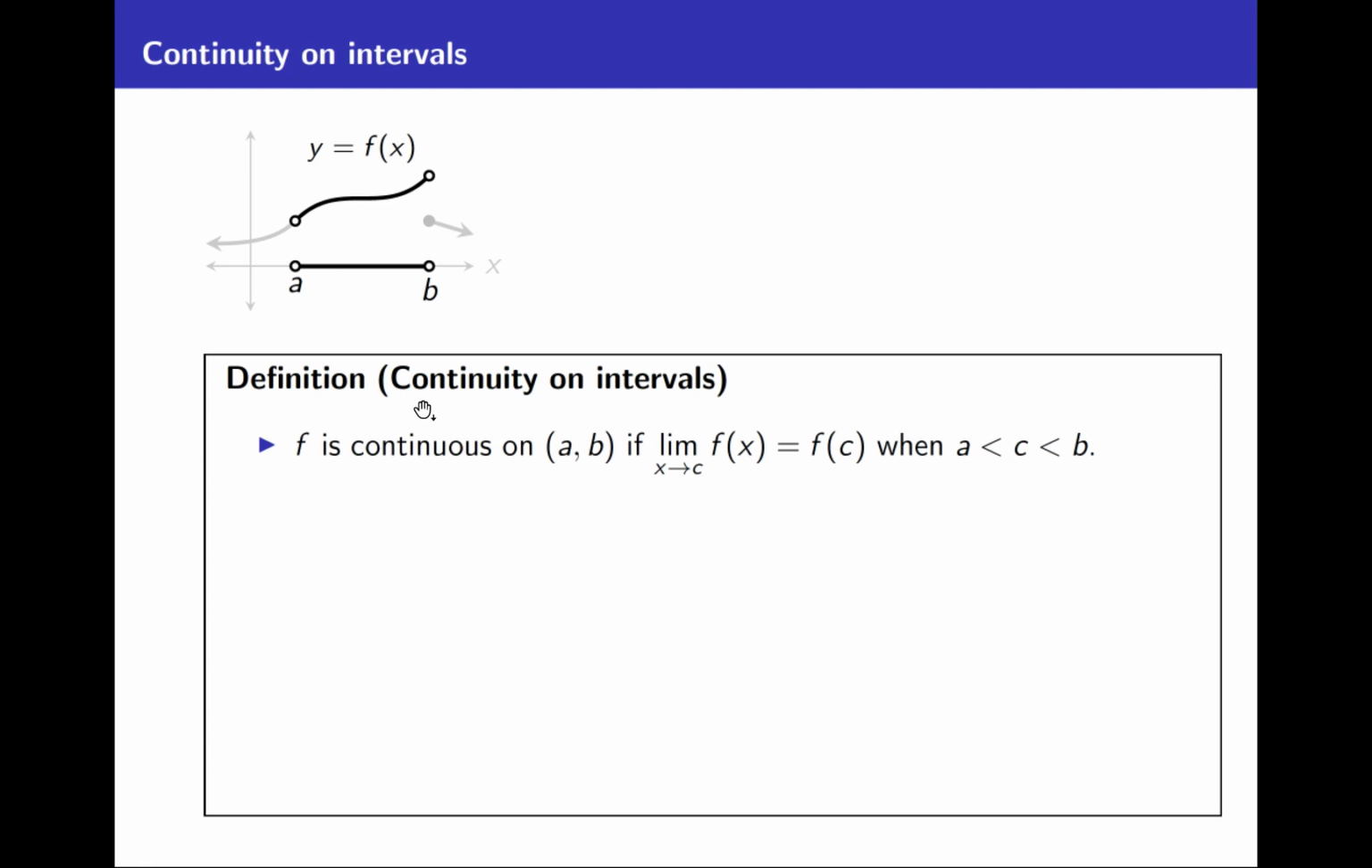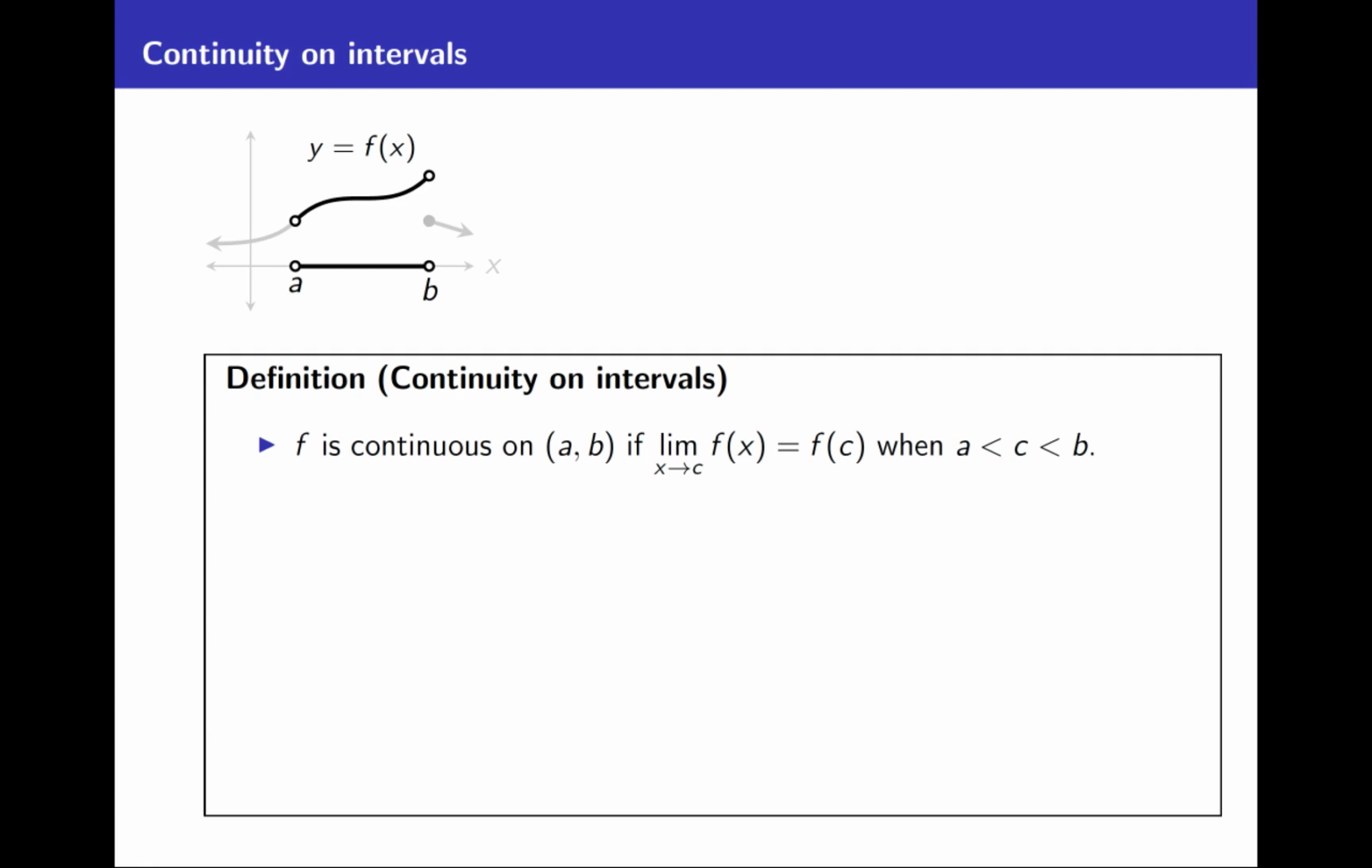Here's the definition of continuity on intervals. f is continuous on an open interval from a to b, like this one, if the limit as x approaches c of f of x equals f of c for any c in that interval. In other words, if f is continuous at every c in the interval. And that just means that although f may have some breaks somewhere else, on this interval we're safe. There are no breaks on this interval.